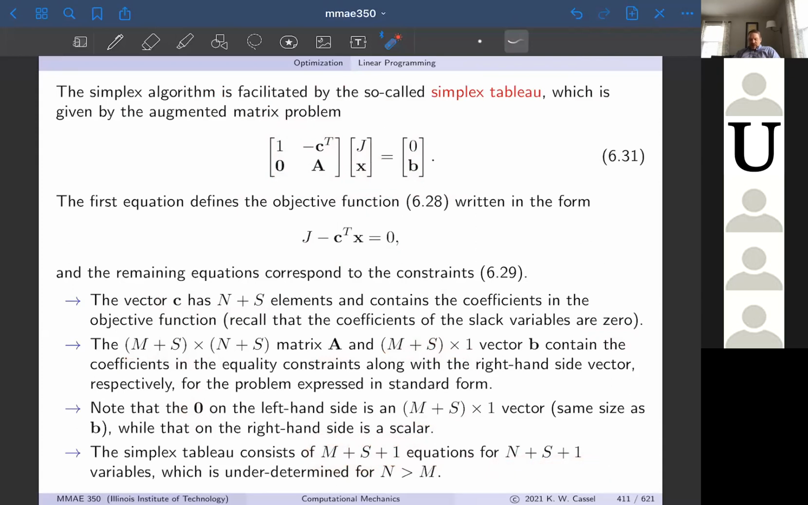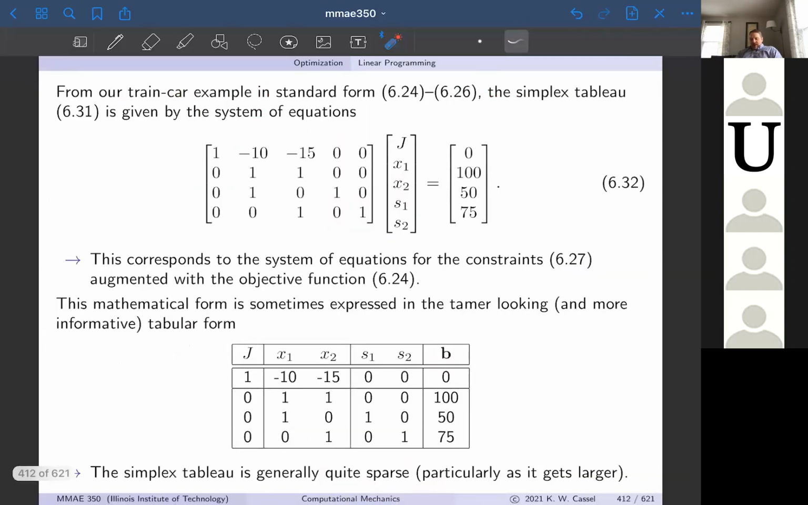And once again, this is an underdetermined system because n is always bigger than m. If it's not, then we do not have an optimization problem. If it's the same, you can get a unique solution. There is no room for optimization. If it's less than, then it's overdetermined and there is no solution. So we're looking at the situation where n is bigger than m. There are more design variables than there are original equality constraints.